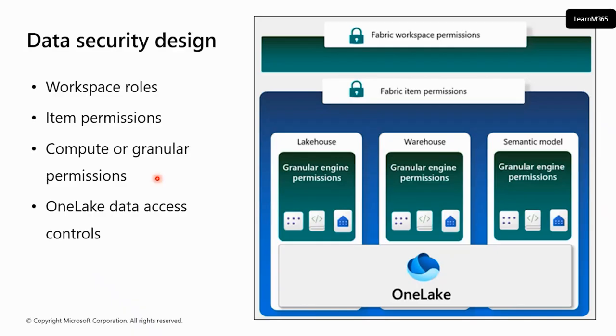We can say that these granular or compute permissions are basically specific for compute engines in Fabric, like it is specific for an SQL endpoint or the semantic models. Then we have the OneLake data access controls. The Fabric data items which store their data in OneLake. The access to the data in the lakehouse can be restricted to some specific files or folders using the RBAC feature, which is called OneLake data access control, and this feature is in preview mode.